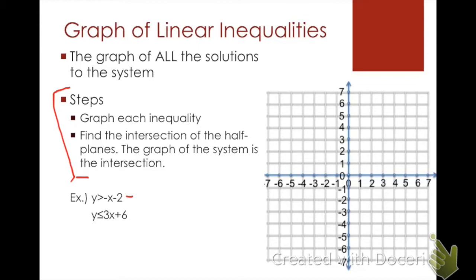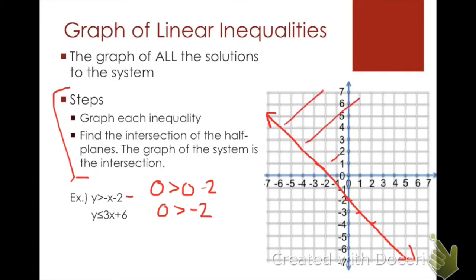If I graph this first one in red, my y-intercept is negative 2, and my slope is negative 1. So I'm going down 1 over 1, down 1 over 1. So my line is going to look something like this. And it would keep going up this way. I'm going to cover the whole coordinate plane. Okay? And then if I put in my test point, 0 greater than 0 minus 2, is 0 greater than negative 2? Yes, it is. So I would shade in this direction.